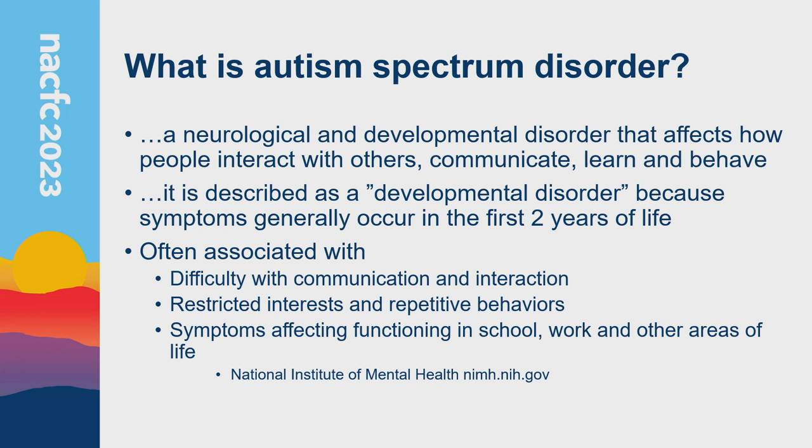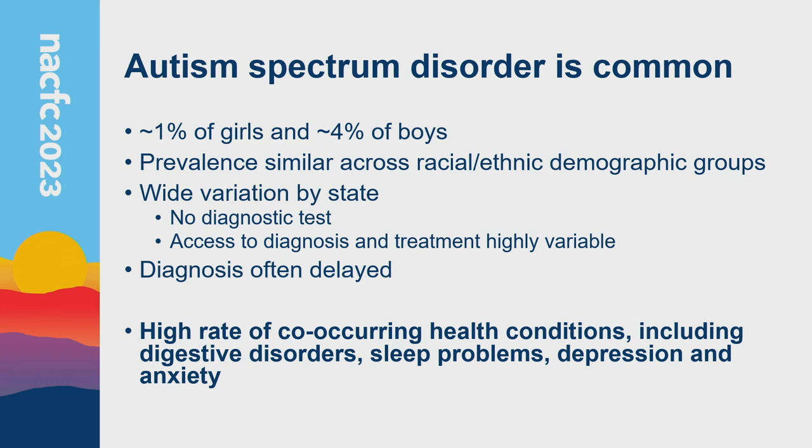So again, this is an official definition of autism spectrum disorder. It's a neurological and developmental disorder. It affects how people interact with others, communicate, learn, and behave. Symptoms usually occur in the first 2 years of life. There are infant symptoms, but again, they may not be screened for. But there are difficulties that I mentioned before, and there are restricted interests with repetitive behaviors, and these really affect all of life. Autism spectrum disorder is common, so you definitely have people with autism and CF in your practices. It's about 1% of girls and 4% of boys.